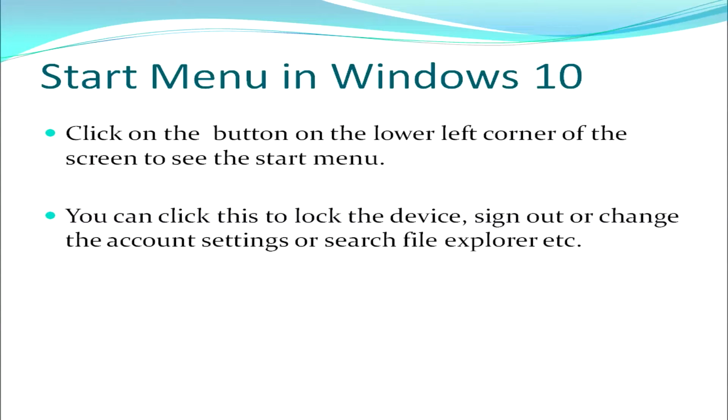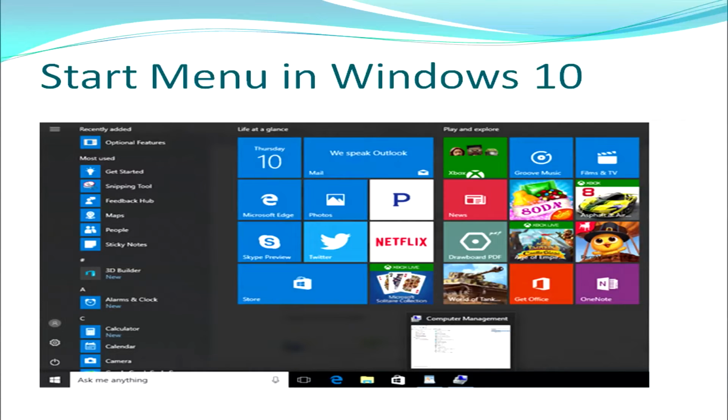Every window operation that we have been seeing till now has got a start menu. So, Windows 10 also has a start menu. It is present on the lower left corner of the screen. You can click this to lock the device, sign out, change the account settings, search File Explorer, or even choose any of the applications that you want to run, and so on. So, you can see the start menu coming up here. It is showing the applications, it is showing the power button. You can select any of the applications and do the work that you want to perform.